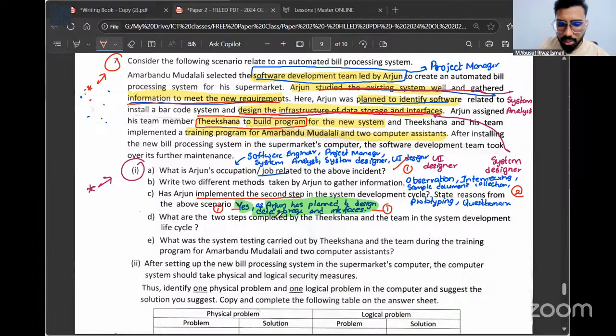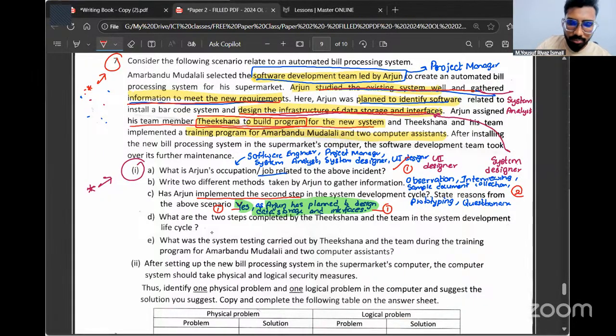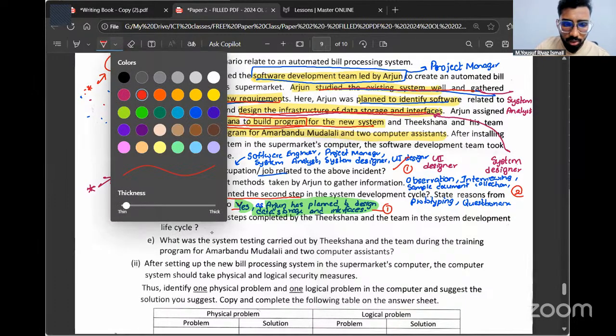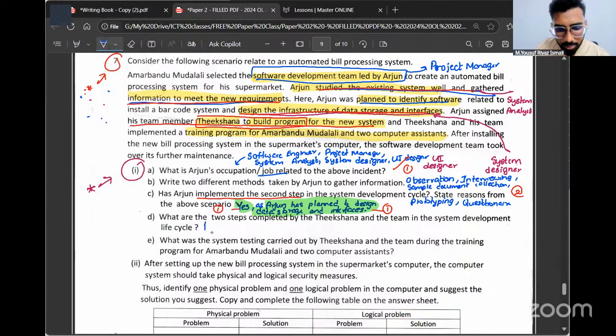What are the 2 steps completed by Teekshna and the team in the system development lifecycle? So you can see here, Teekshna has built the program. So building the program, that is done in the implementation stage or else coding the solution stage. So if you mention the implementation or else coding solution, there is one possible correct answer.